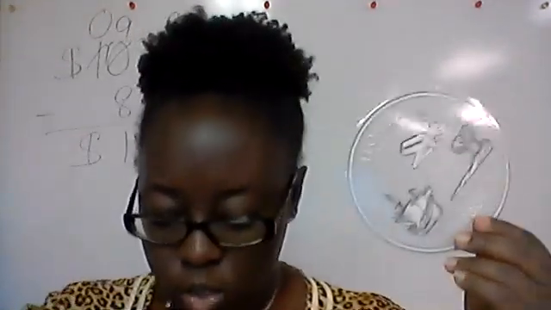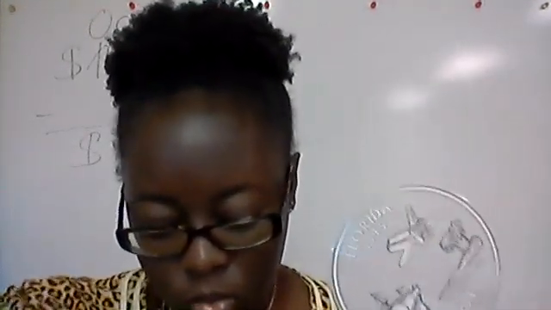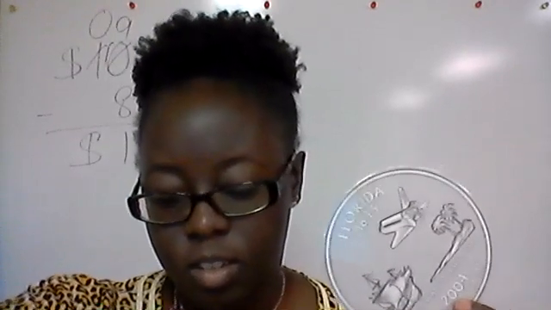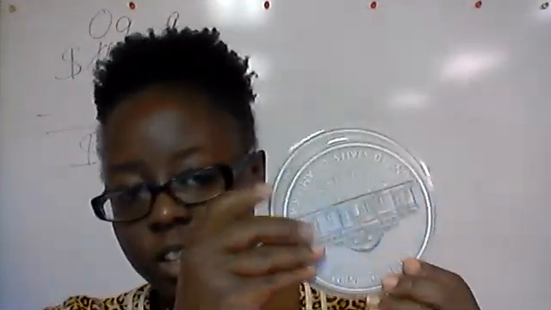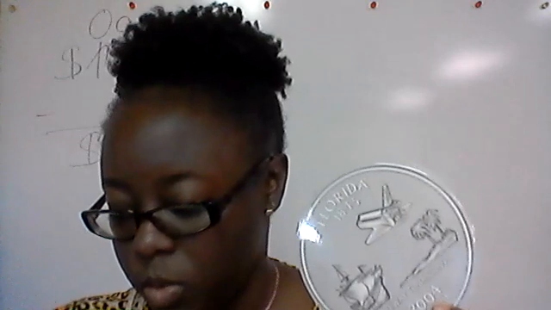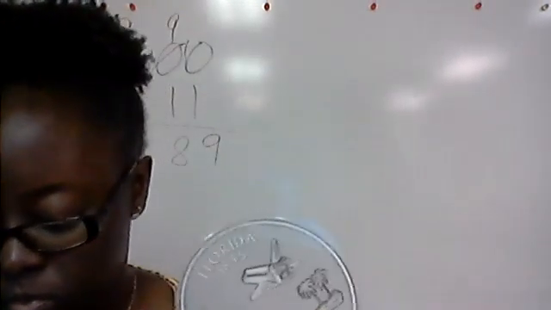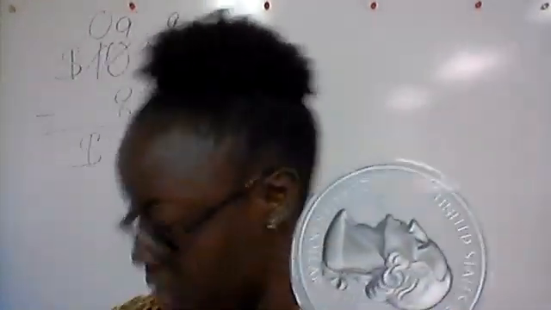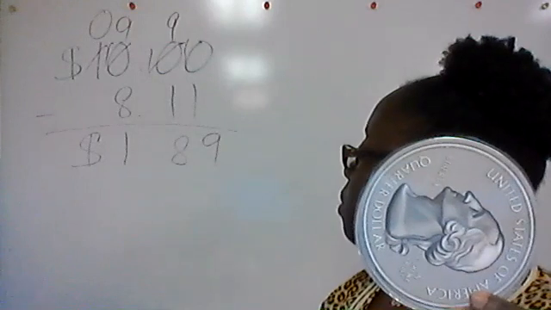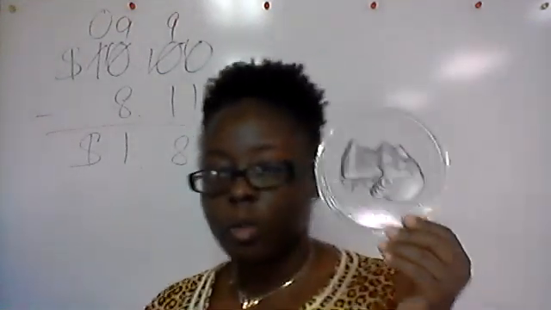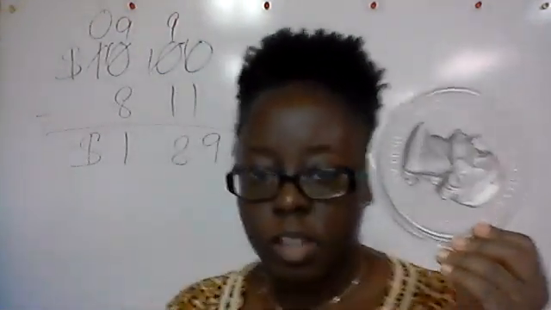It's 1 quarter, so 25, 50. Whoops, sorry, that's the wrong one. 50, 75. 75. If we added another 25, another quarter, it would bring us to $1. So that's not what we need.